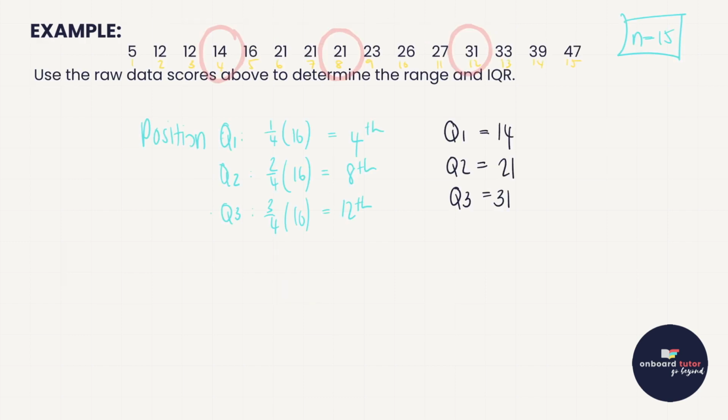Let's practice this. So here's the work we did earlier. We found the quartiles. Now they want us to determine the range and the interquartile range. Range is the maximum minus the minimum. So the highest value here, 47, minus the lowest one, 5. The range is 42. And then the interquartile range is Q3 minus Q1, just the space between quartile 1 and quartile 3. So that's going to be 31 minus 14, which gives us 17.